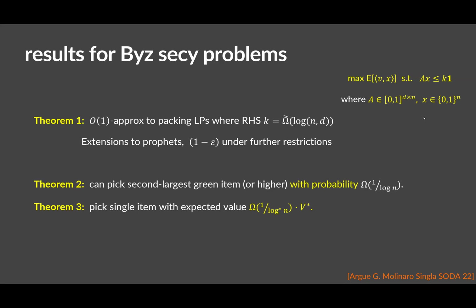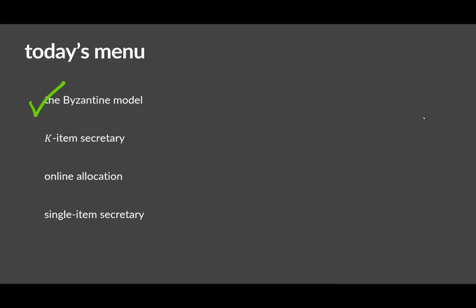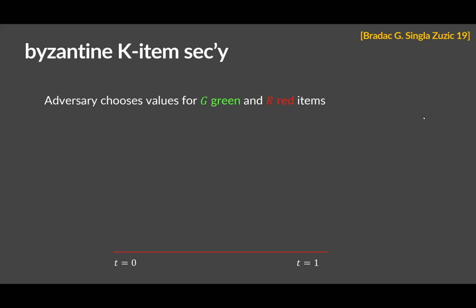Good. Okay, let's see how far we can get. I have a long list of things on the menu. Okay, so let's do the k-item selector. It's simple. Hopefully it gives you an idea. The online allocation is essentially the same idea, with a little more elbow grease. Okay. So k-item selector. Remember, green items, red items.